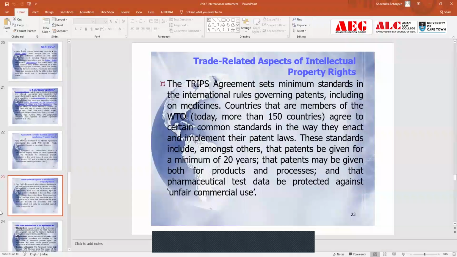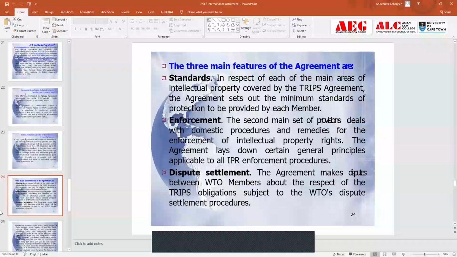Trade-related aspects is mainly giving implementation to enact the Patent Act, and patents are registered in 150 countries. These standards include that a patent be given for a minimum of 20 years, and that patent can be given to products, for both pharmaceutical test data, and also giving protection from any kind of unfair commercial use.